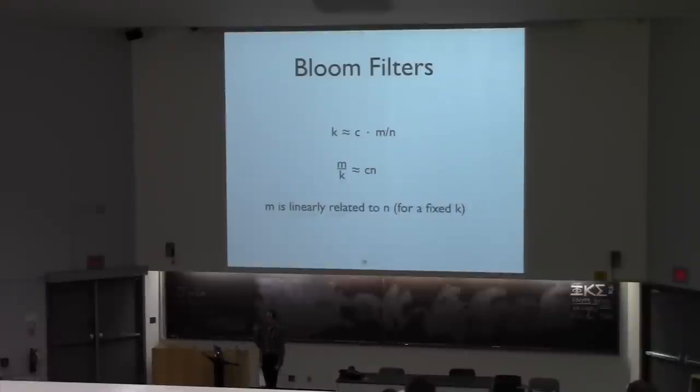But more importantly, if you jiggle that around a little bit, you get that the size of my bit vector is proportional to the number of records that I need to create, where C here is just some arbitrary constant that we can compute. In other words, as I grow the number of records, the size of this bit vector that I need to create grows linearly. Any questions?